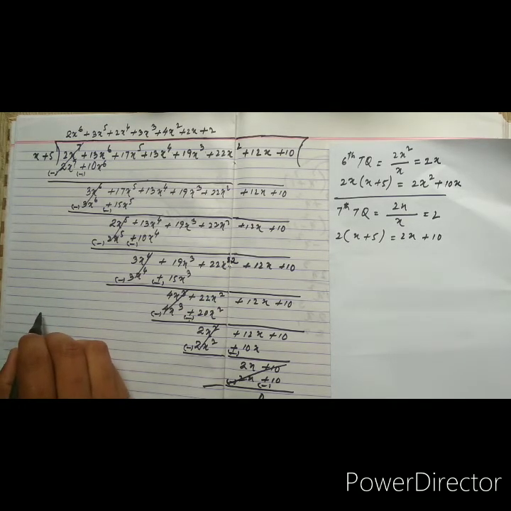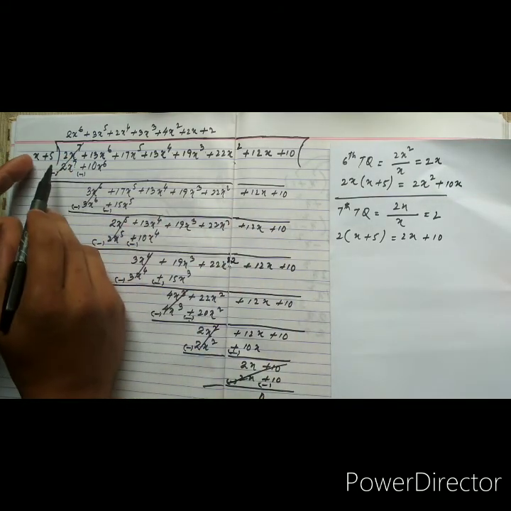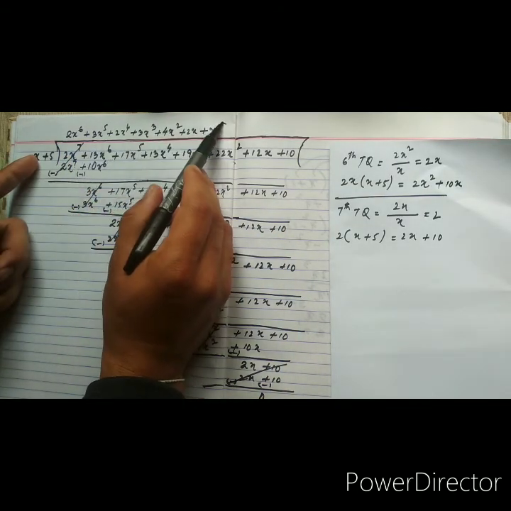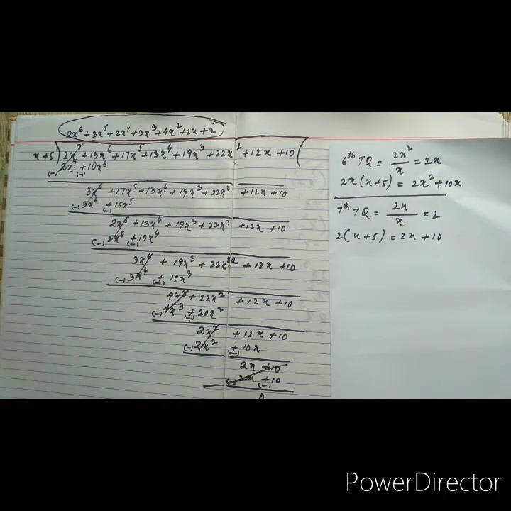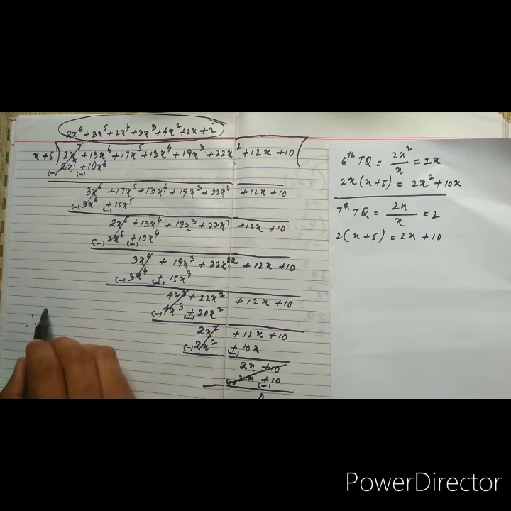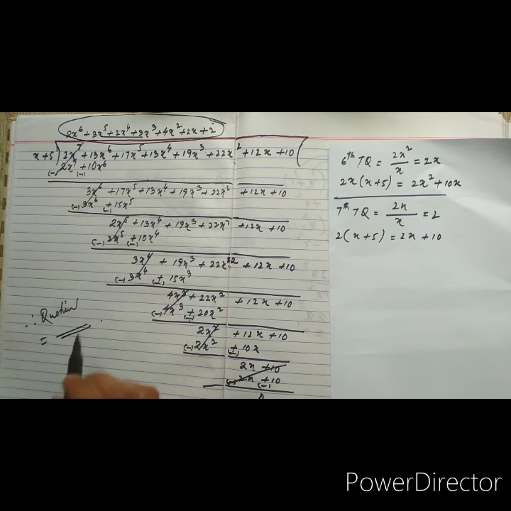So this is how we divide using the long division method. This is a polynomial divided by a binomial. Here this is the quotient and the remainder is 0. So you can write here, therefore, quotient equals what you get here, just right here.